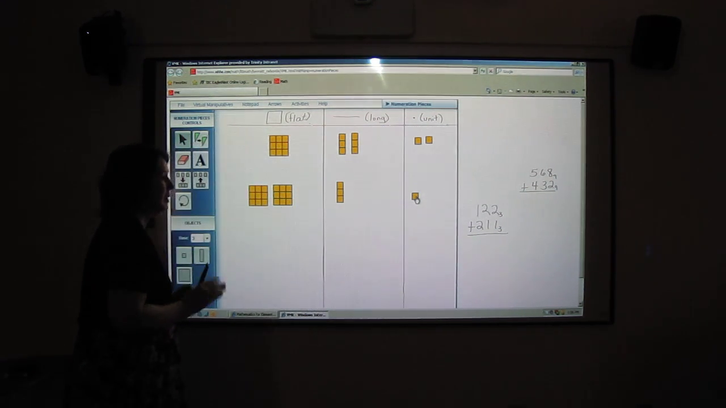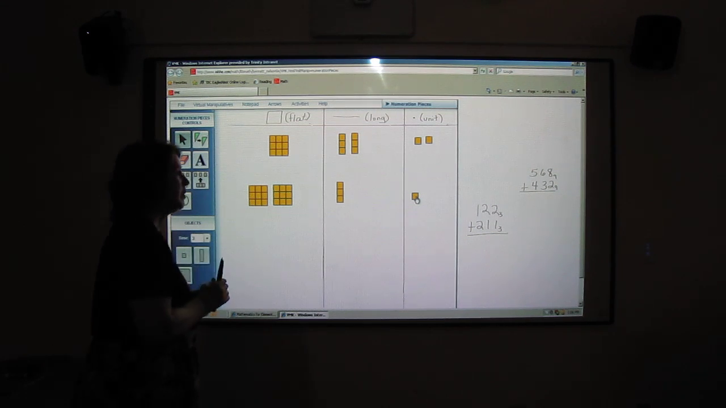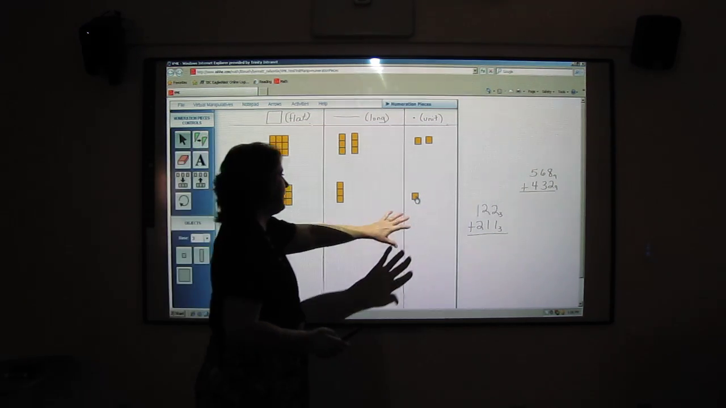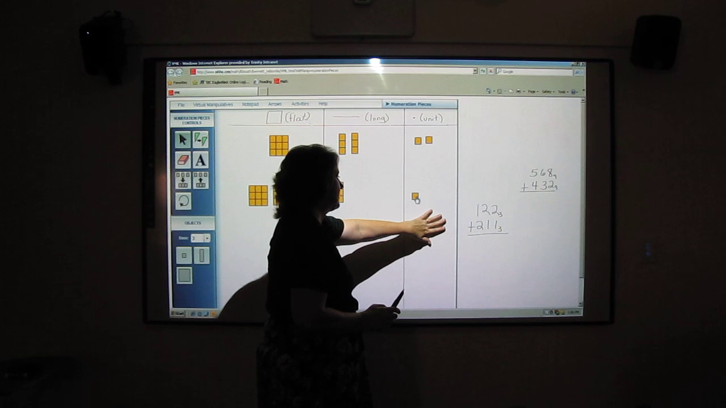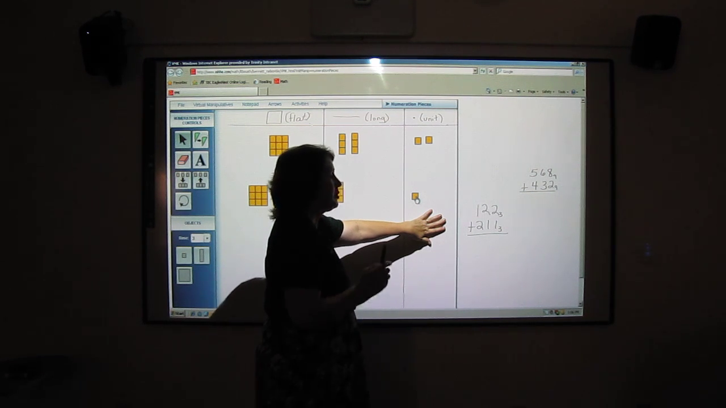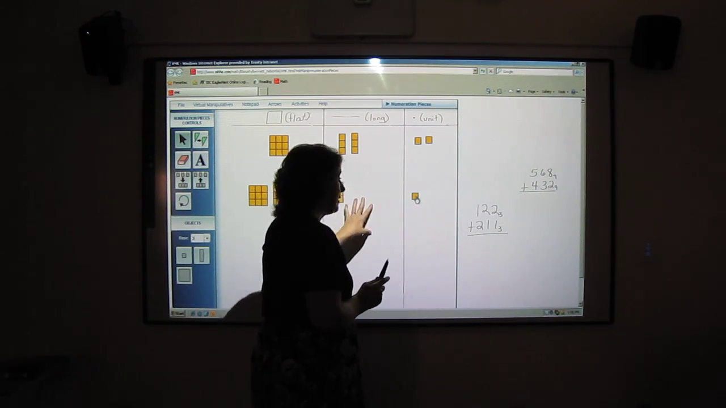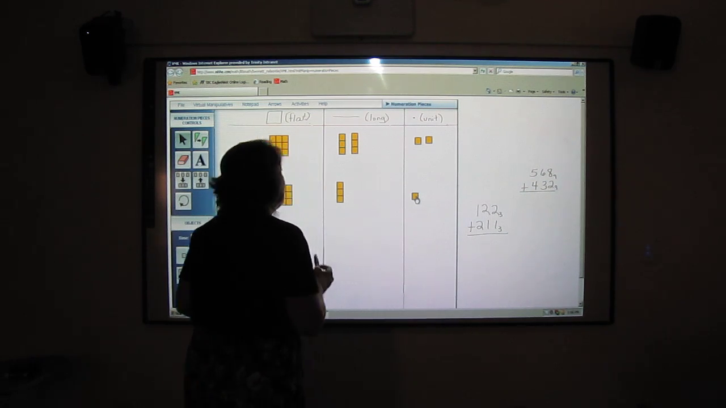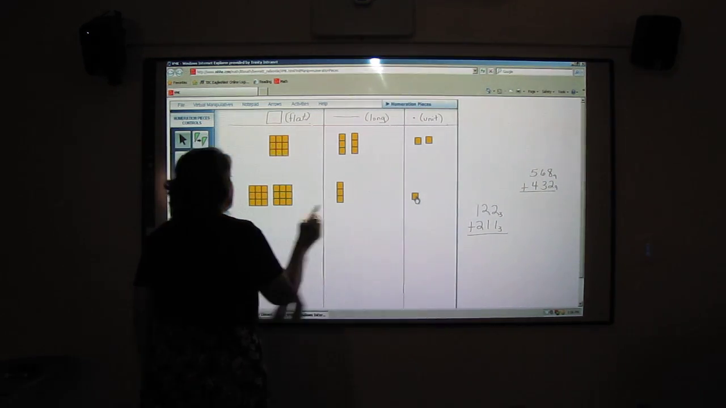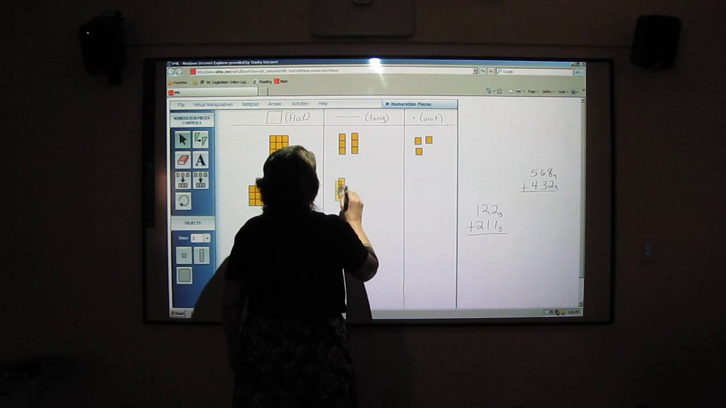Now, we haven't talked about base 3, but thinking about what you know about bases, how many is the most that can be in this column? Or how many do you have, at what number do you have to trade in? The most you can have is 2, because once you get 3, you have to trade it in, right? So, let's see what happens. Start moving them together.